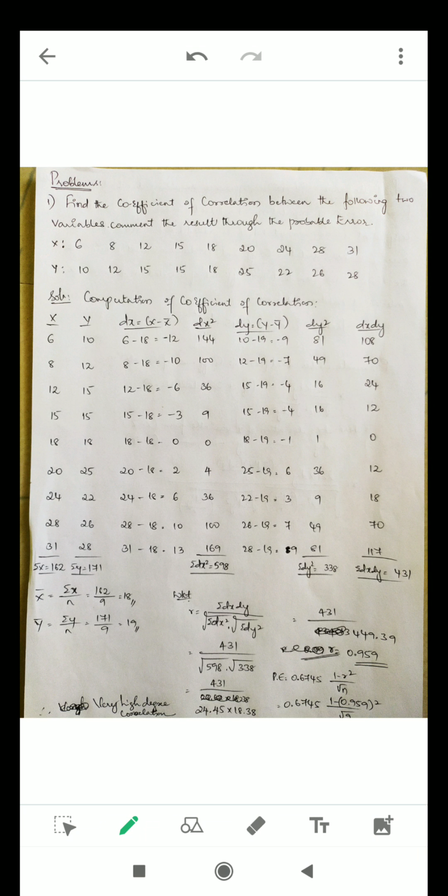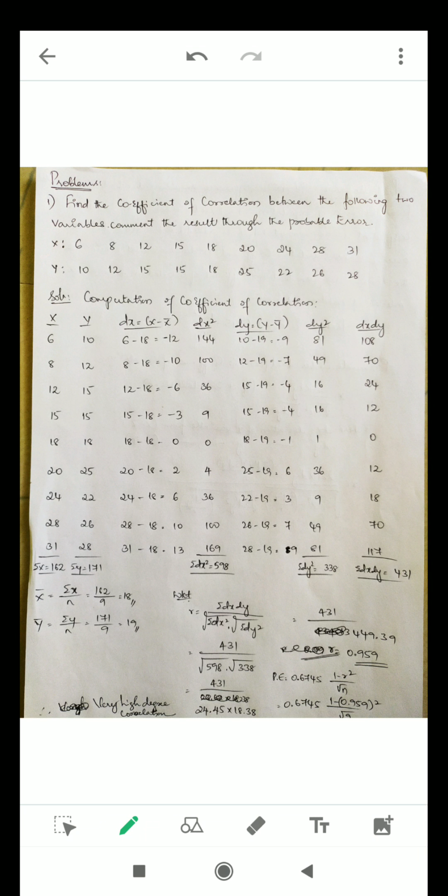For the dy value, in the same manner as we found the dx value, we have to find it. dy is equal to y minus y bar. So here, 10 minus 19 is equal to minus 9, 12 minus 19 is minus 7, 15 minus 19 is minus 4, 15 minus 19 is minus 4, 18 minus 19 is minus 1, 25 minus 19 is 6, 22 minus 19 is 3, 26 minus 19 is 7, 28 minus 19 is 9.